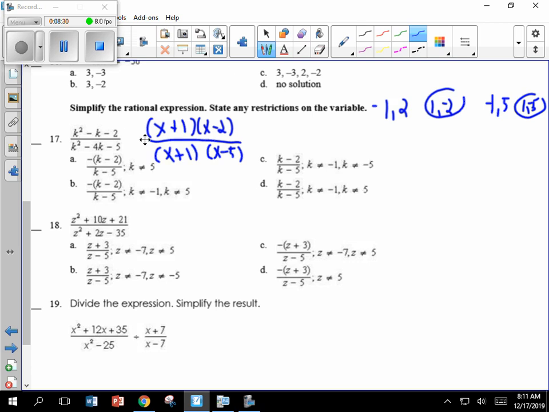Remember, we're going to cancel out the ones that are the same, so the x plus 1s cancel out. It leaves us with x minus 2 over x minus 5. Both these answers are the same. This stuff right here will not be on the test. These would be different answers. So pick one. 18 is done the same way.